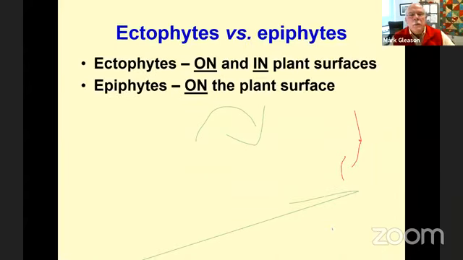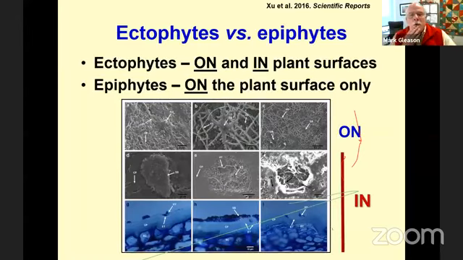So first, we need a couple of terms. Ectophytes are organisms that live on the plant surface, but they also live in the surface, maybe in the non-living part of the cuticle and the wax, whereas epiphytes really just live very much on the surface of that surface layer. And it turned out that sooty blotch and flyspeck fungi are really ectophytes. Let me walk you through this.